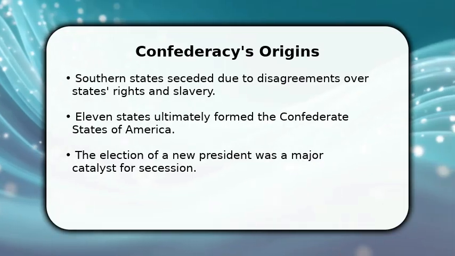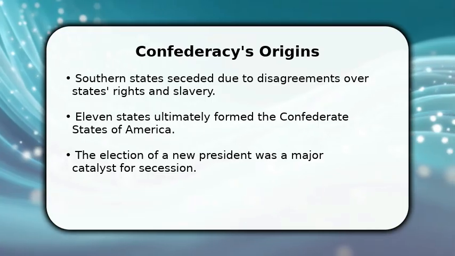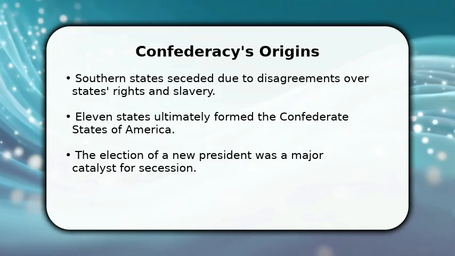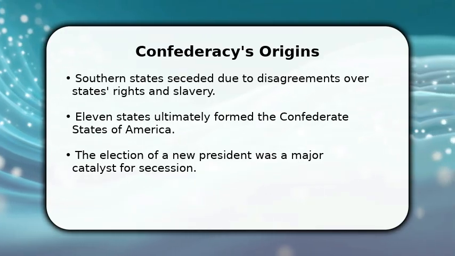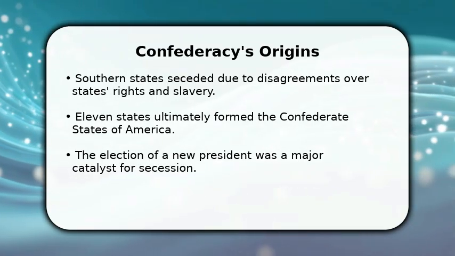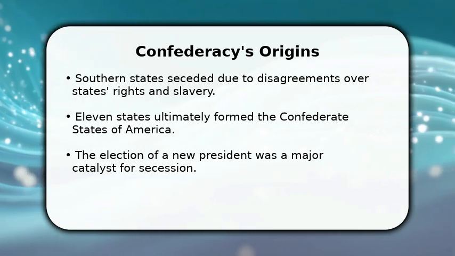In this video, I will explain how the Confederacy started. The formation of the Confederacy was primarily driven by deep-seated disagreements between northern and southern states, particularly concerning states' rights and the institution of slavery.